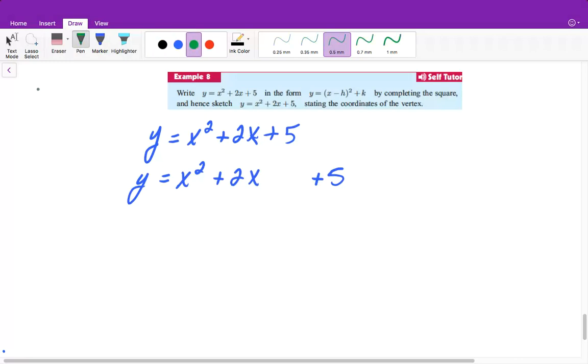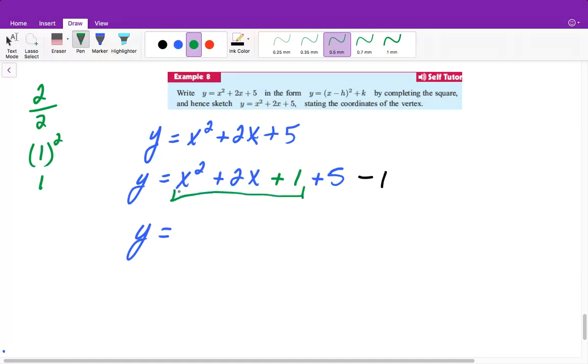So then we will take that 2, we divide it by 2, that gives me 1. We square it, that's still 1. So we are going to add 1. And remember, since we're not moving it to the other side, we need to offset it, or we need to balance it out. So we need to subtract 1. So then this is going to be y is equal to, this will then factor into x plus 1 squared, because this creates a perfect square trinomial, so we can take the square root of x squared, the square root of 1, and then the sign in the middle is the sign that we have here. So it's x plus 1, and then it's 5 minus 1, which is then going to be plus 4.